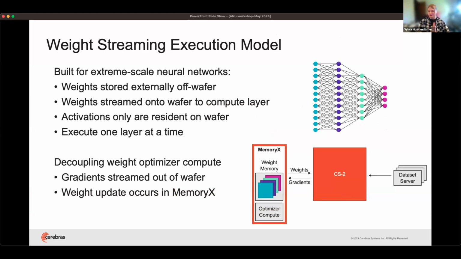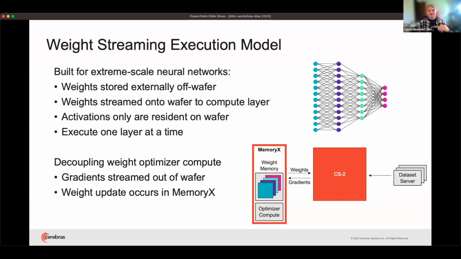So we mentioned before, I just casually threw out that we stream the weights to the CS2s one layer at a time. That's because we designed something called the weight streaming execution model, which is exclusive to our hardware and which I think is very exciting. We built this execution model to handle extreme scale neural networks. Like I mentioned, we're storing all of our weights in a central server off wafer, and we stream those in to compute a single layer on our CS2s.